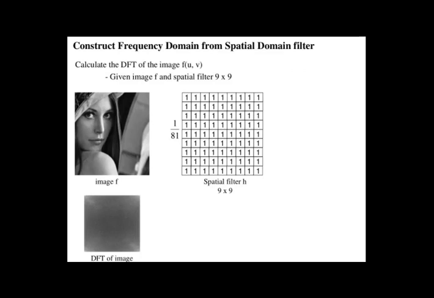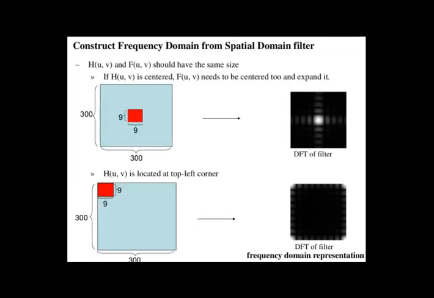Suppose this is the image. Students, we have to calculate the DFT of this image. This image is 9 by 9, so apply it. Take the 9 by 9 portion of it from the 300 by 300.